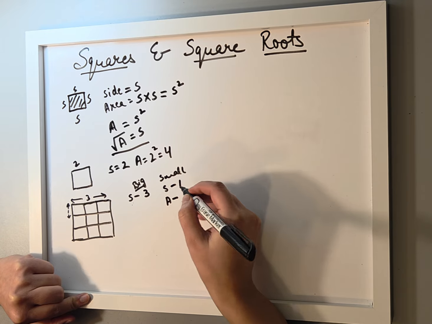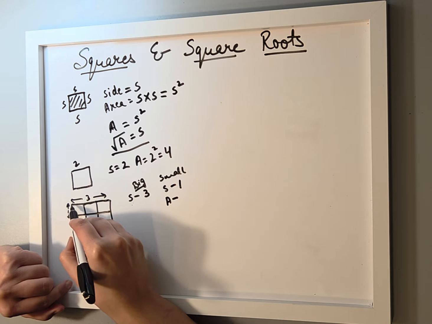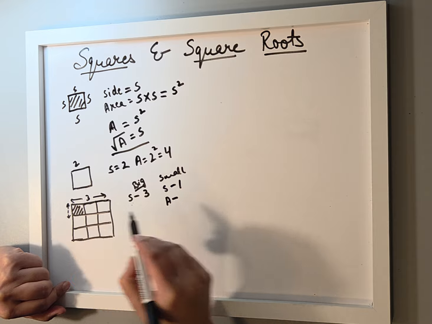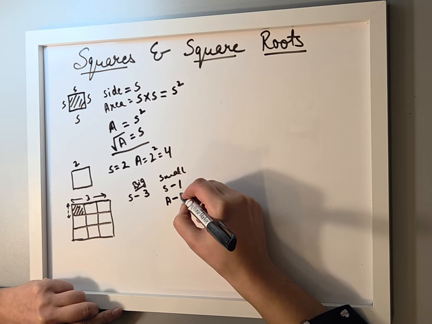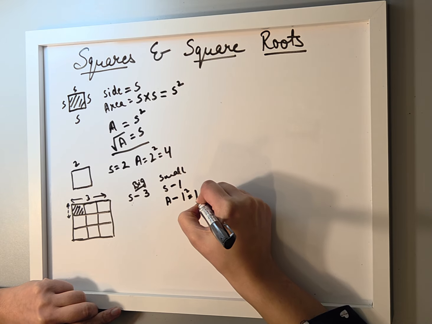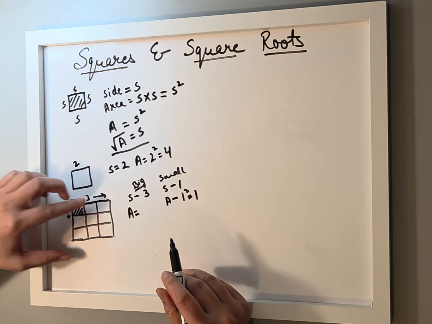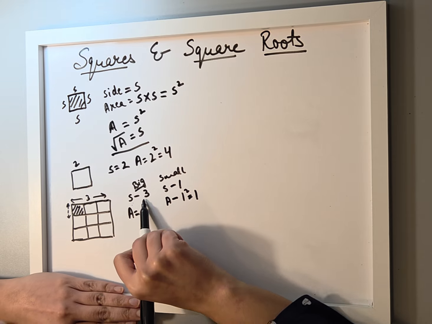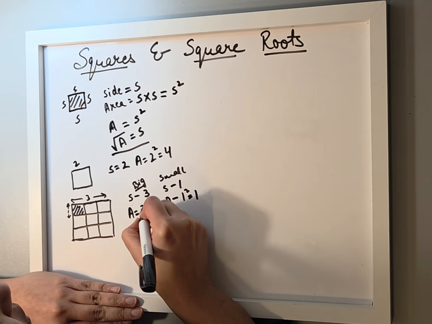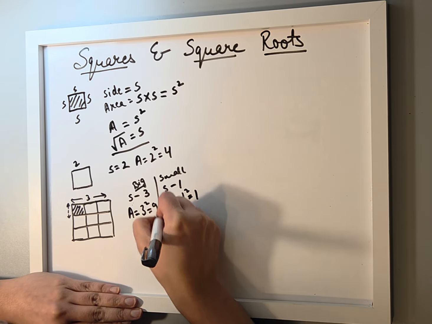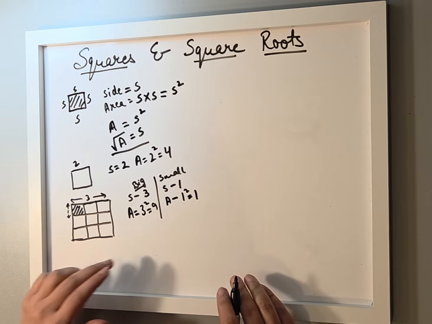What about the area? What will be the area of this small shaded portion for one square? It will be 1 square, that is 1. And what will be the area of the bigger square? We know it is the square of the side. So it will be 3 square, which is 9.